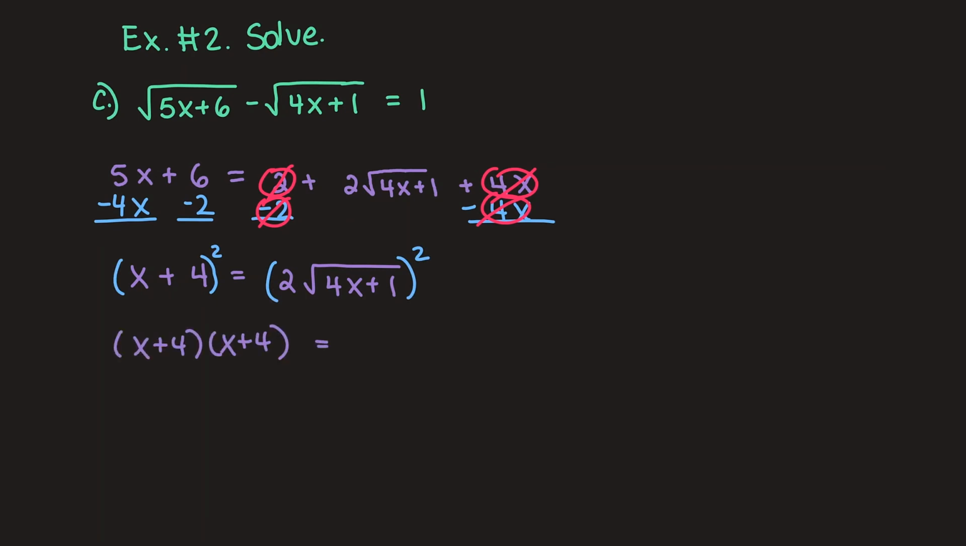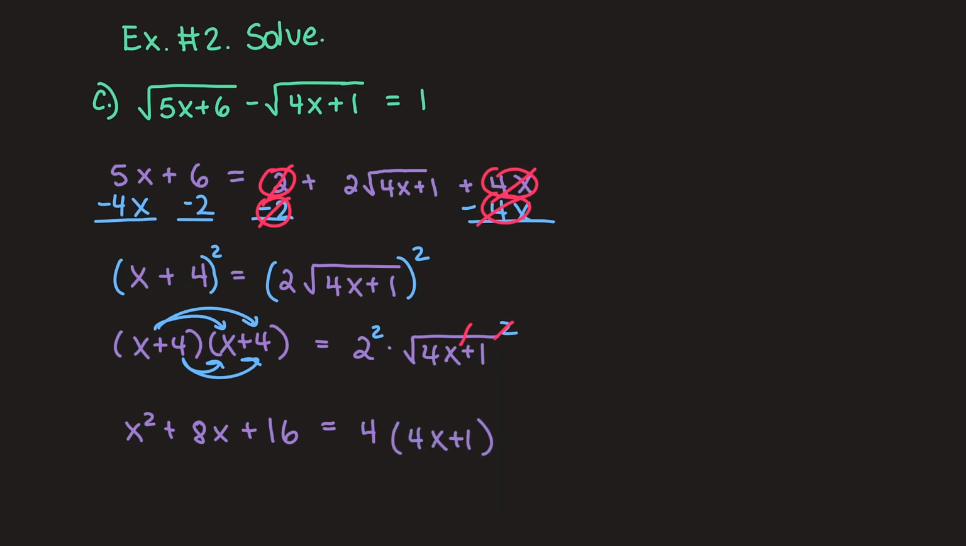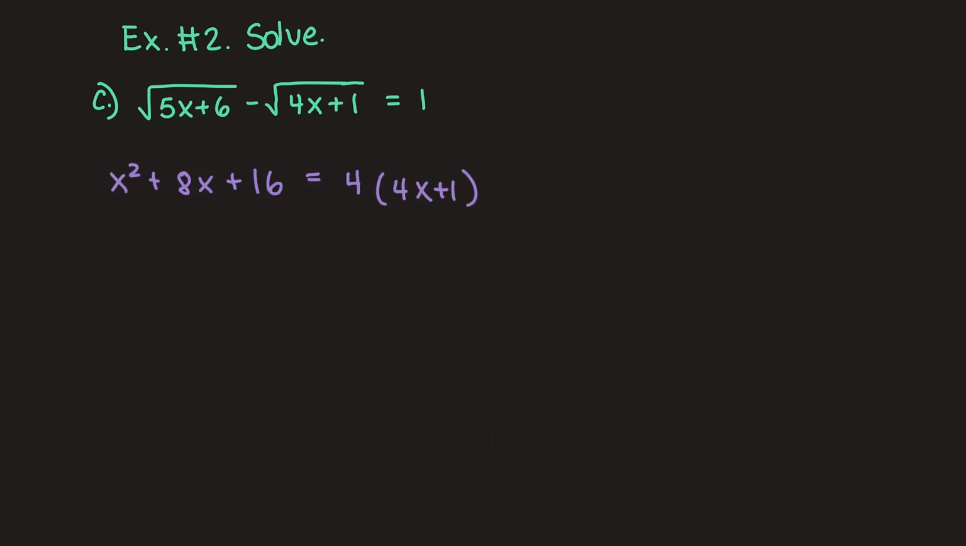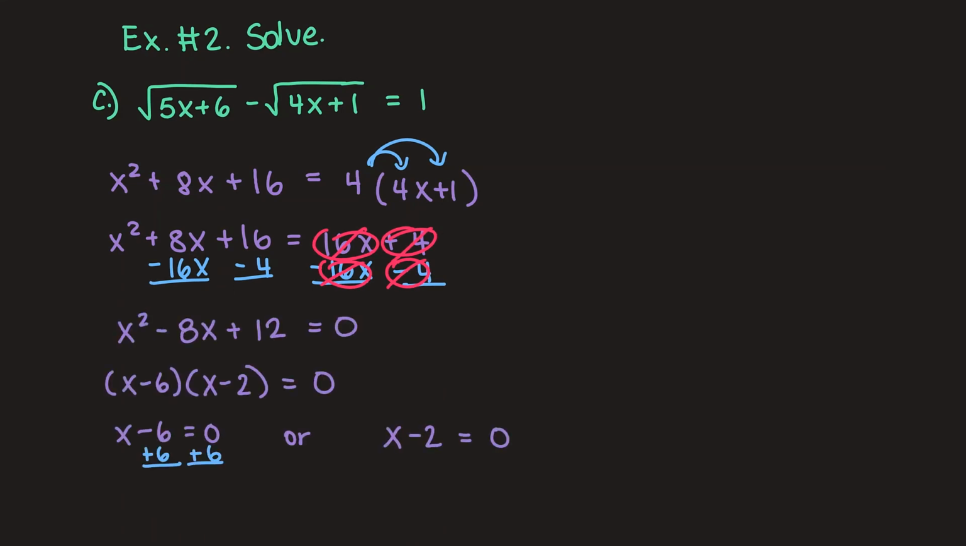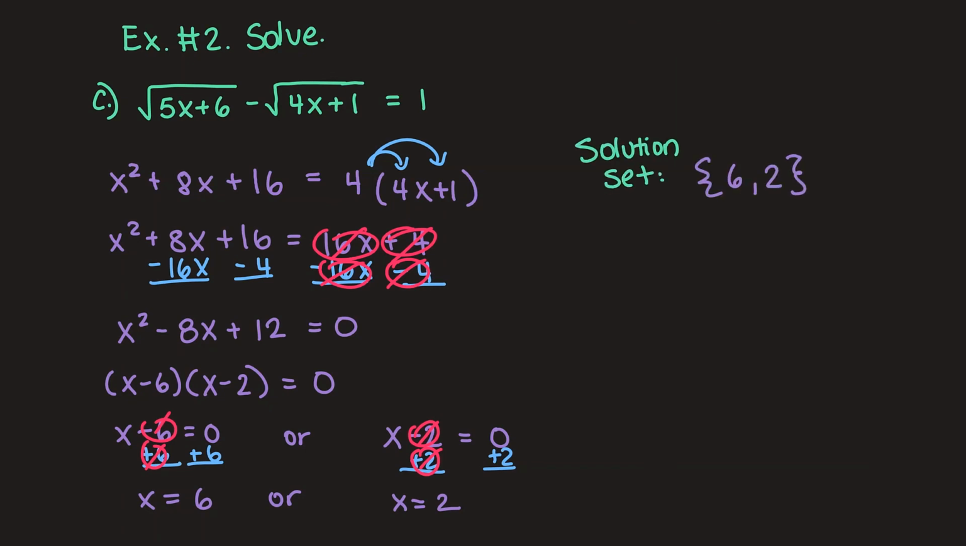So expand the left side and multiply. This simplifies to x squared plus 8x plus 16. And the right side simplifies to 4 times 4x plus 1. Now all that's left to do is to solve the resulting quadratic equation. We get x equals 2 or x equals 6. And I'll leave it up to you to check these proposed solutions in the original equation, but both will give us a true statement once checked. Therefore, 2 and 6 are both solutions to the original equation.